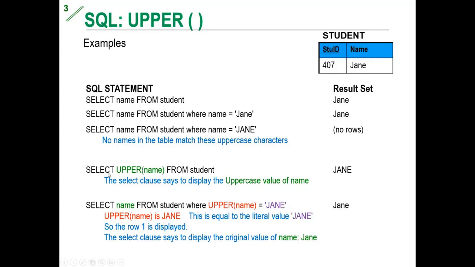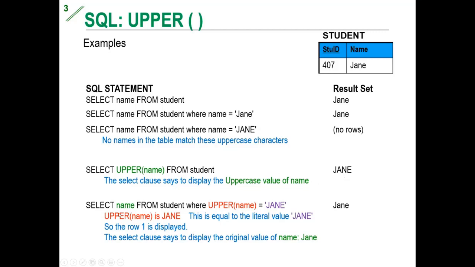Let's go to the fourth one. In this case, I am converting everything in my name column into the uppercase version. So my result set looks like this. I just converted this Jane into the uppercase version of Jane. So this is my result.